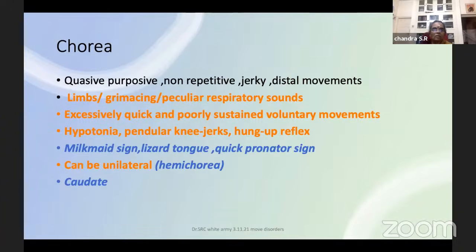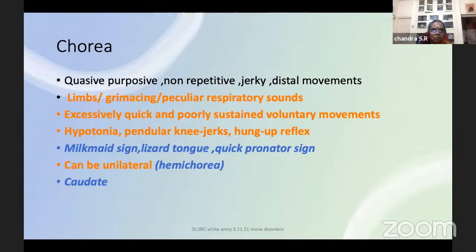Chorea is generally non-repetitive. That way I can differentiate it from tics. So, quasi-purposive, non-repetitive, jerky, distal movements. It can involve the limbs, it can involve the facial structures like grimacing, and it can produce peculiar respiratory sounds. There is excessive, quick, poorly sustained voluntary movement. So voluntary movements are poorly sustained.